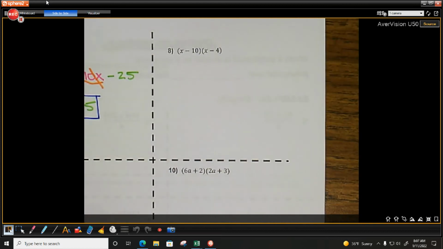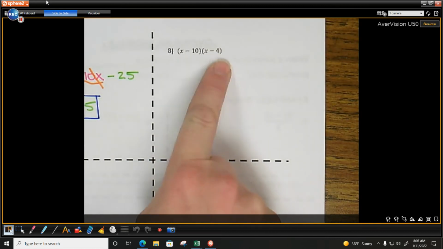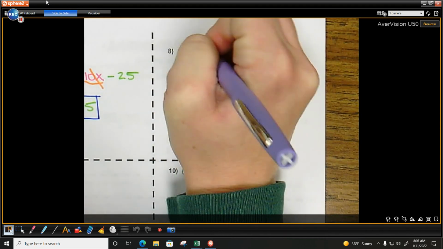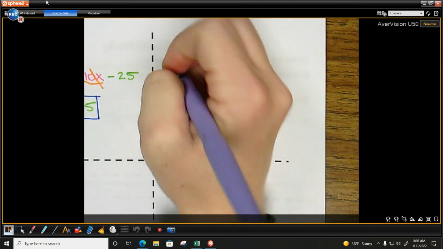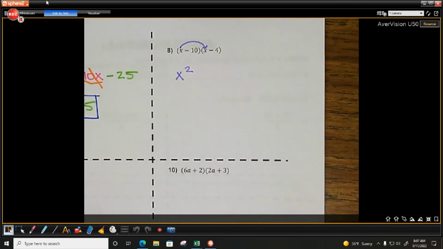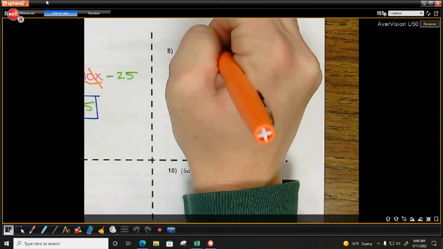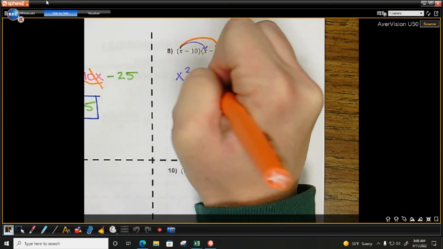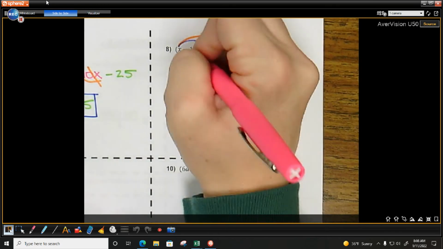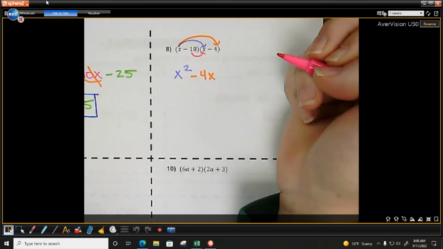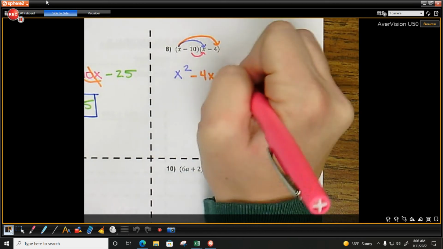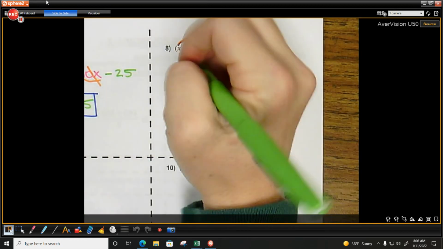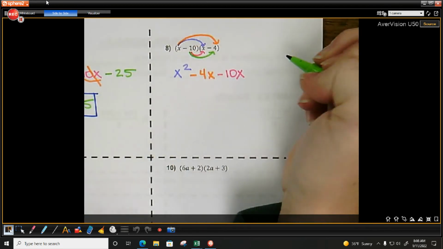Times 2. So I need to distribute my x to my x. What's x times x? Then I need to distribute my x to my negative 4. Then I need to distribute my negative 10 to the x. Negative 10x. And be careful, that's a negative 10 because there's a minus in front of it. So what's negative 10 times negative 4? Positive 40.